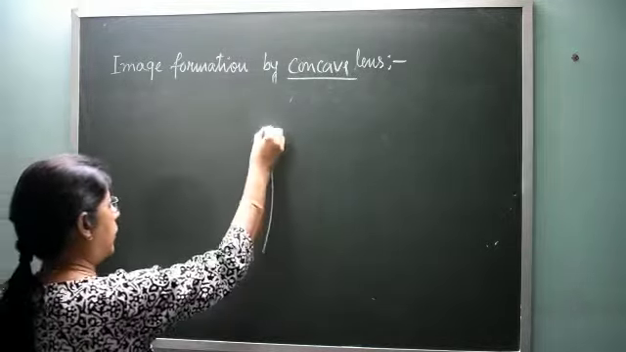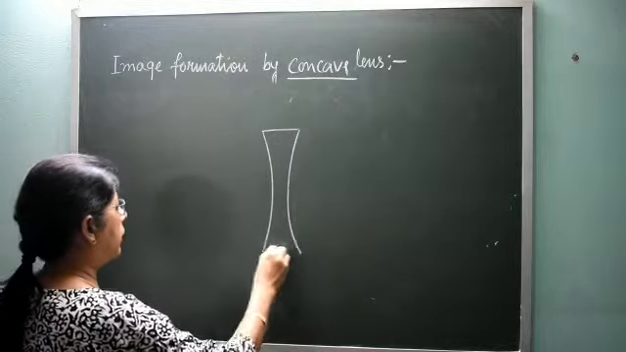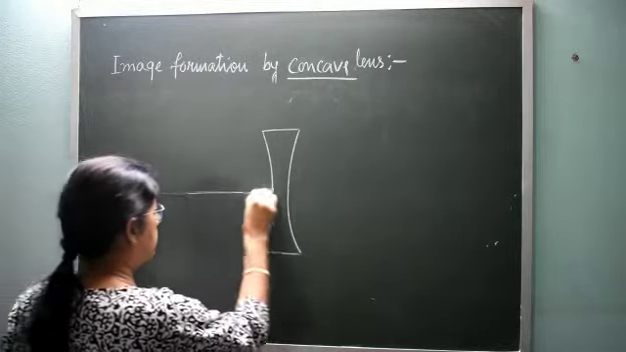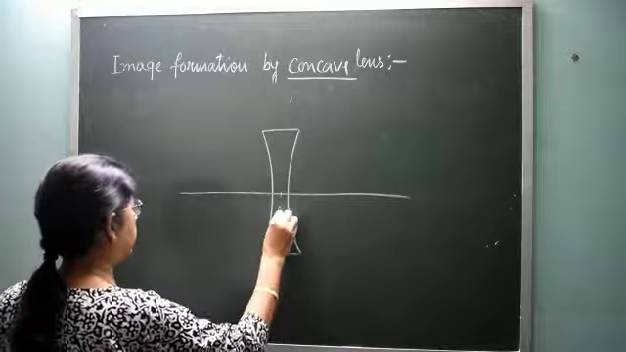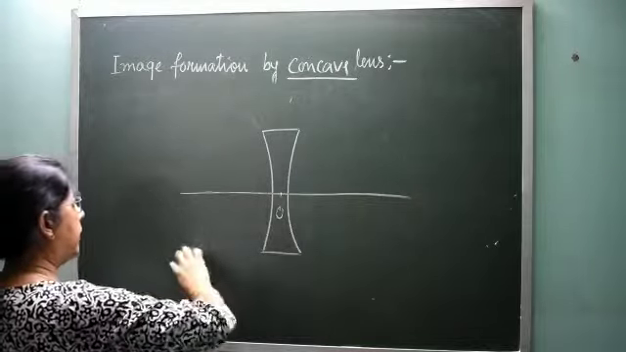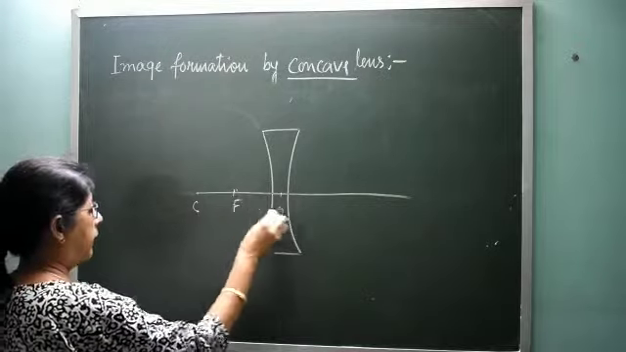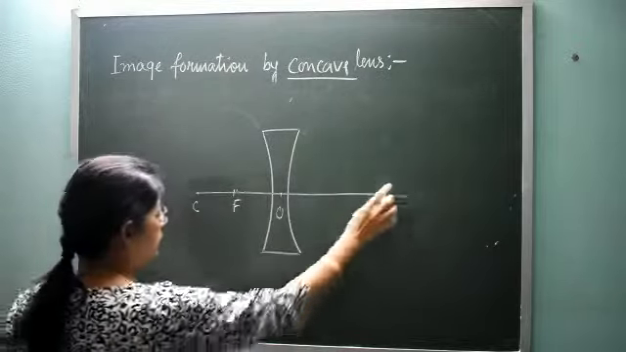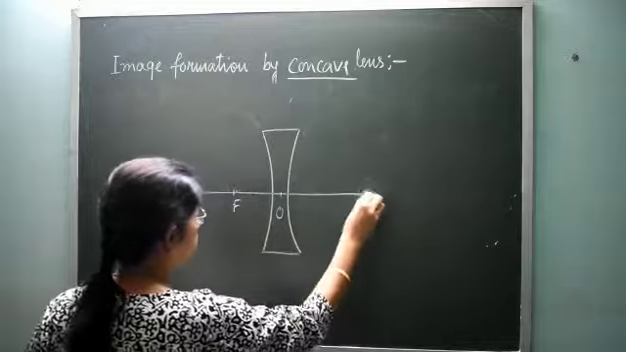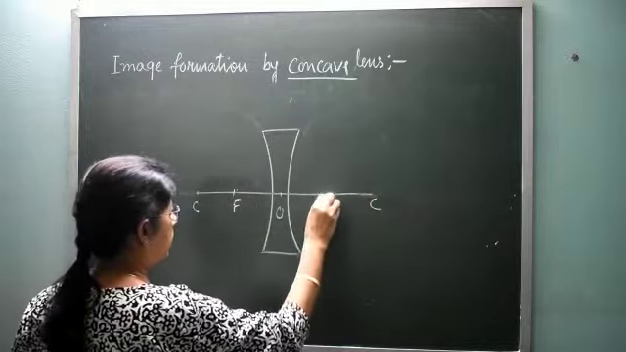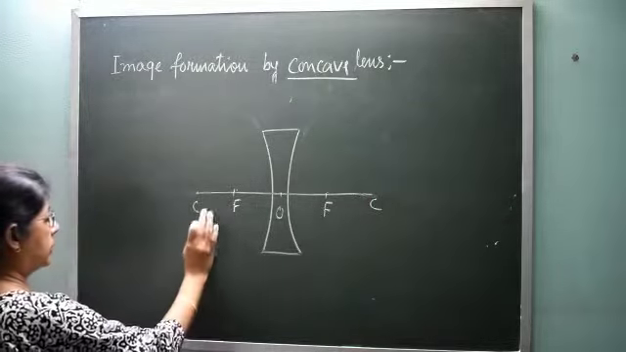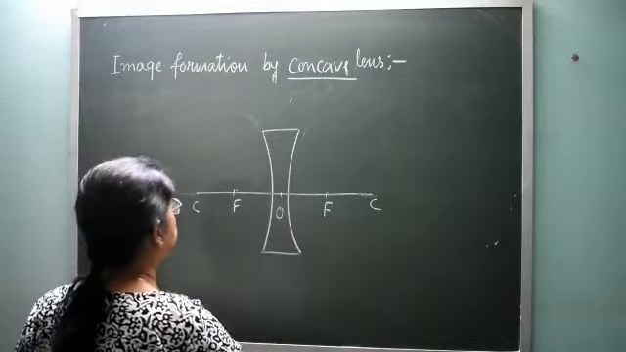So we are going to draw the ray diagram for a concave lens. This will be the optical center. See, this will be a part of a sphere. Locate C, accordingly locate F. Similarly, this will be another sphere. A lens has two spherical surfaces. So, accordingly locate F. First focal plane, second focal plane.